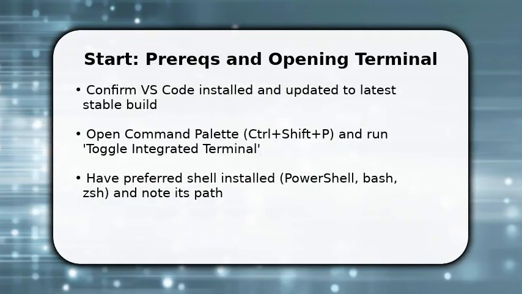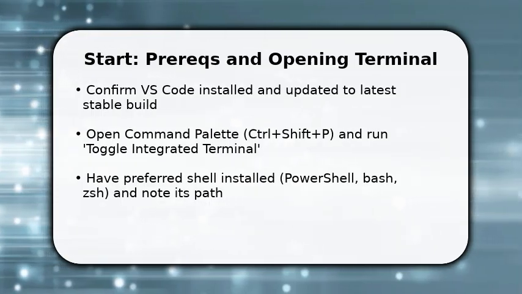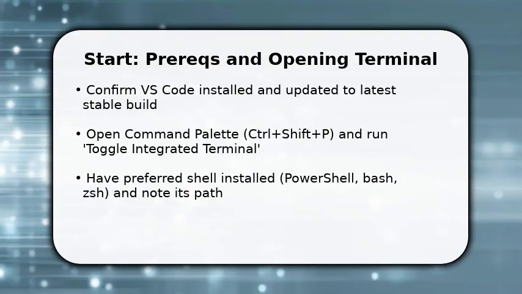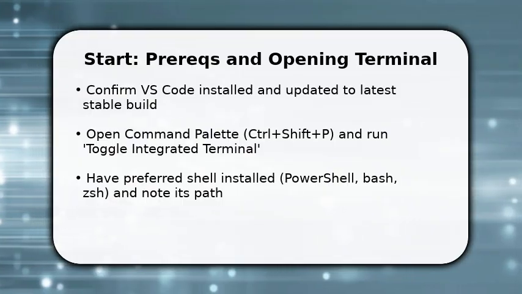You already have VS Code. Now start the terminal. Open the command palette with Ctrl plus Shift plus P and type Toggle Integrated Terminal to reveal it. If the terminal stays hidden, use Ctrl plus ` as a shortcut.